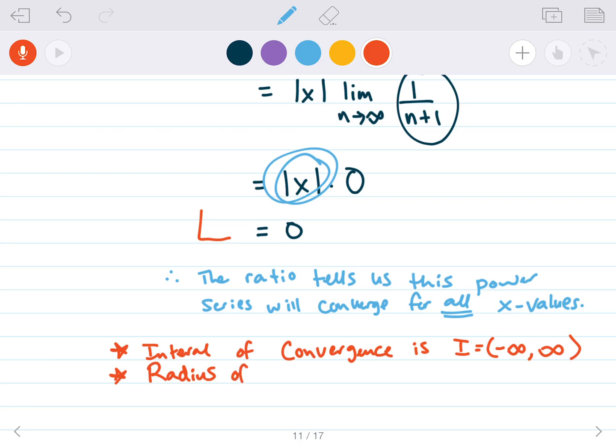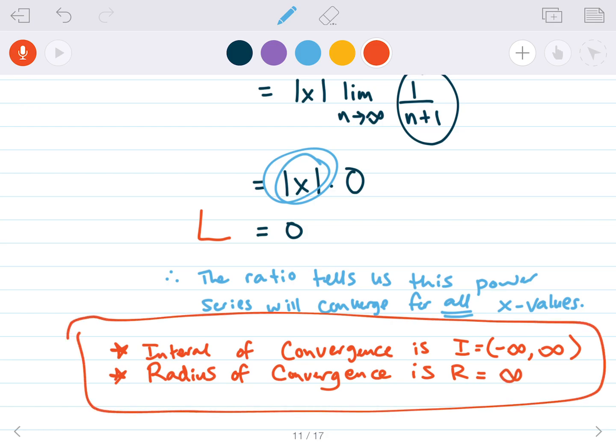So the radius of convergence is going to be the distance from the center of the interval to the endpoint, which of course is infinity. I mean, what's the center of negative infinity to infinity? Maybe you can think of it as 0, but the idea here is that that length is going to be infinite. So the radius of convergence in this case is r equals infinity. And those are going to be our answers here.